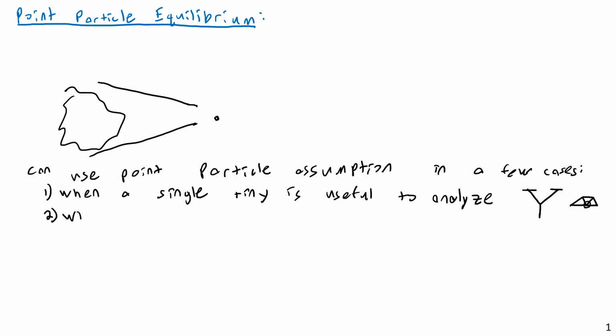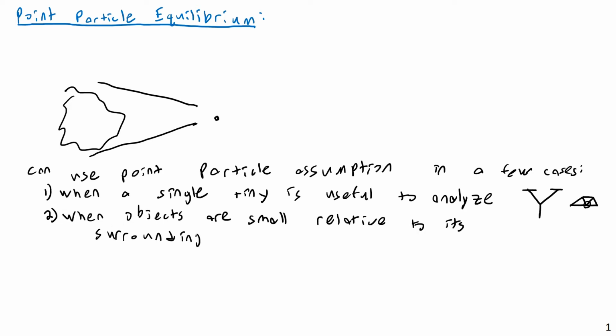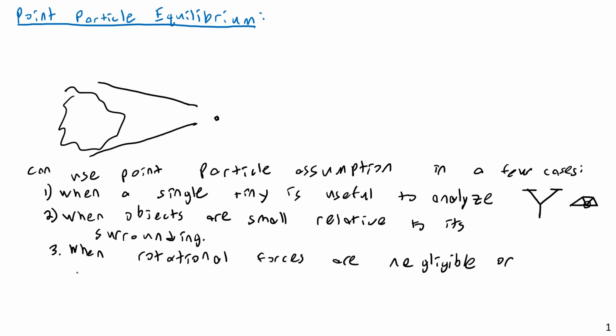Two, when objects are simply very small. So if we actually do have an object that is very small relative to its surroundings, I should say. Subatomic particles come to mind, but even in cases of some basic objects, when they're small relative to their surroundings, sometimes you can use the point particle assumption. And three, the really big one is when rotational forces are negligible or non-important, or we are not concerned with rotation.